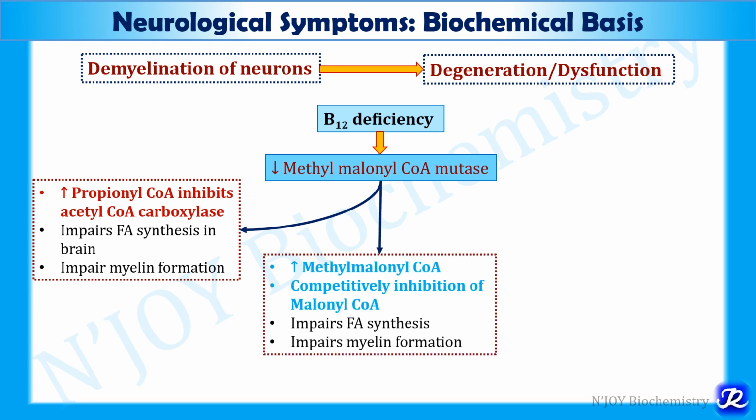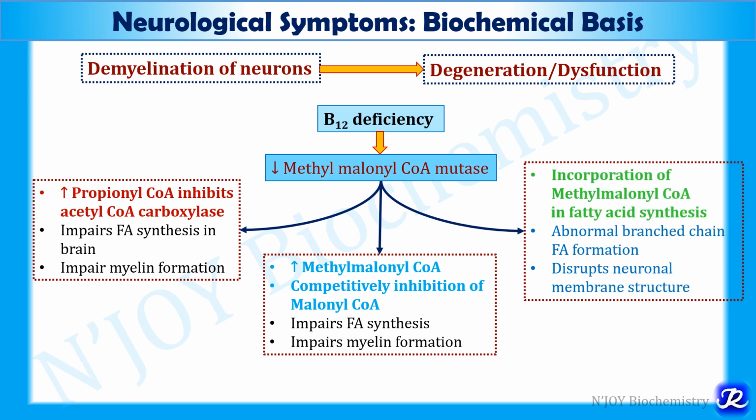Now this increased methylmalonyl CoA due to deficiency of deoxyadenosyl cobalamin is a competitive inhibitor of malonyl CoA, and malonyl CoA is involved in fatty acid synthesis. So in turn it impairs the myelin formation. Now this methylmalonyl CoA, which is increased due to vitamin B12 deficiency, gets incorporated in place of malonyl-CoA in fatty acid synthesis, and that's why there is formation of abnormal branched chain fatty acid, and this abnormal branched chain fatty acid disrupts the neuronal membrane structure, and this is responsible for all the neurological symptoms which are seen in vitamin B12 deficiency.